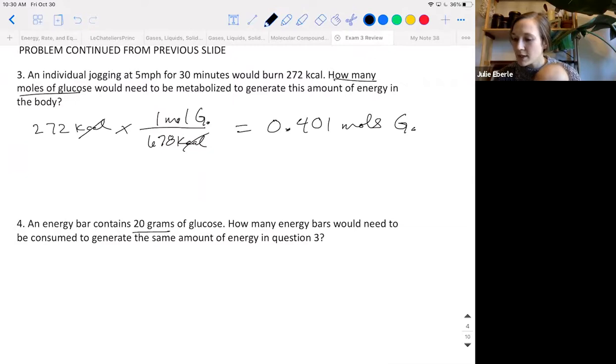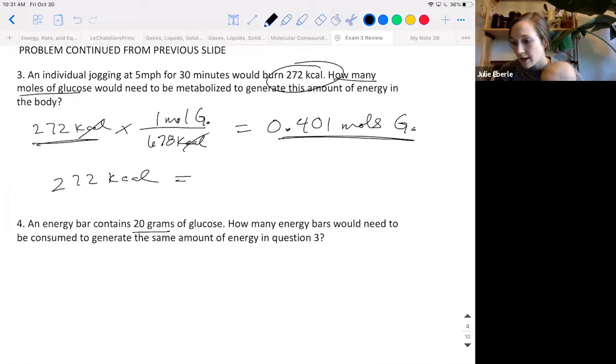How many energy bars would need to be consumed to generate the same amount of energy in question 3, which is how much? 272 kcals. So how do we go about this? We need a relationship between this amount of kcals and glucose, and we derive that with our answer. 272 kcals is related to, we would get that amount of energy from 0.401 moles of glucose. That's what you just did in the previous problem.